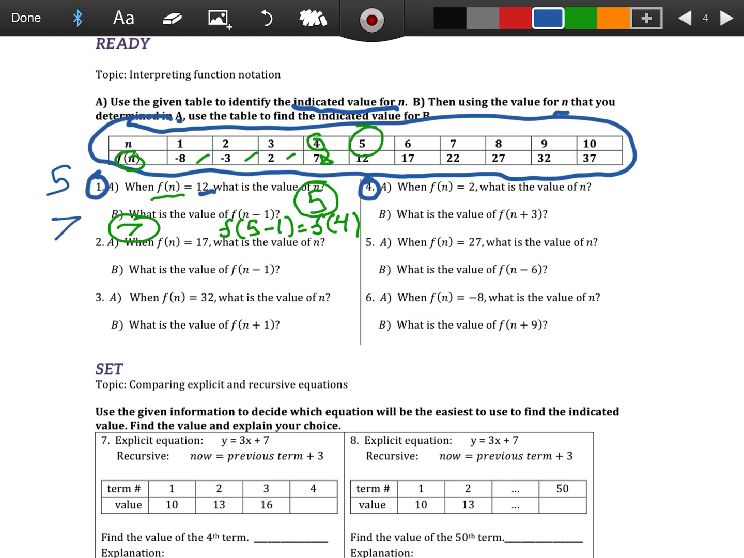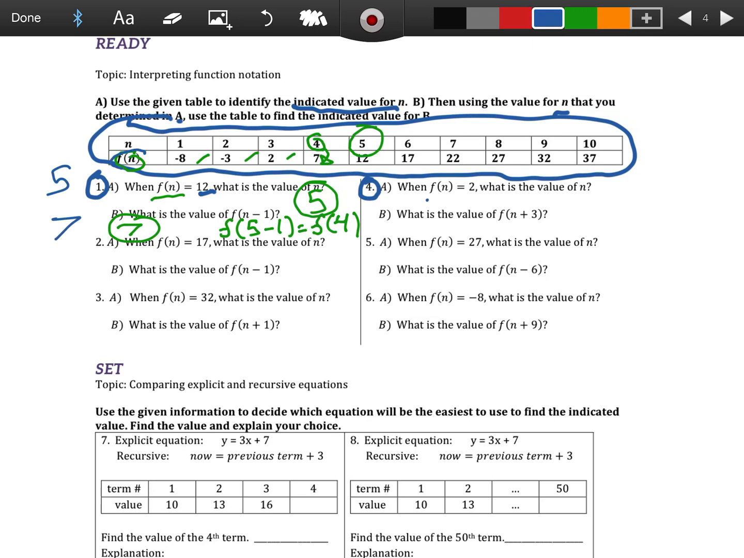If you want to challenge yourself, try the next one on your own. Pause the video, give it a shot. Okay, hopefully you tried it.